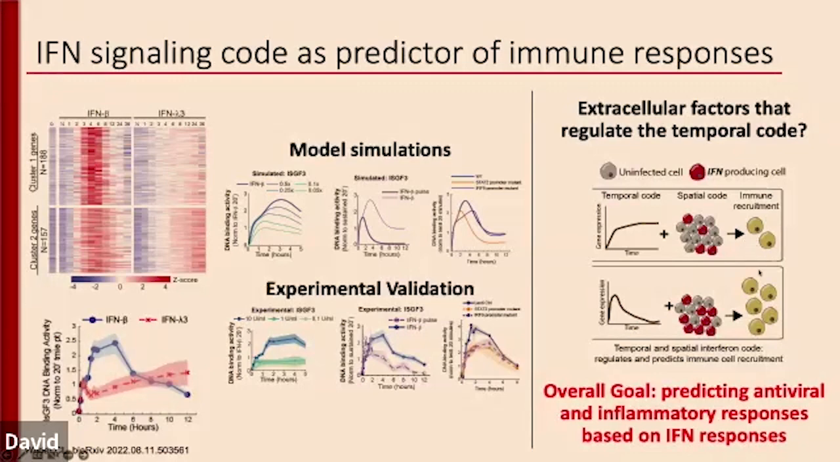So again, these interferons are important for immune responses. How do those signals then tell how many immune cells should be attracted to a site of infection? And the overall goal of our lab is to be able to predict some of these immune responses, how many immune cells come to these sites for many diagnostic and therapeutic developments.